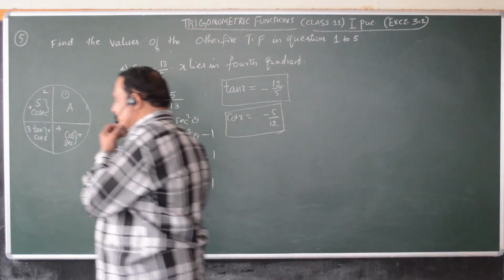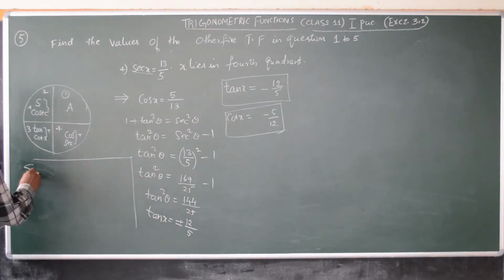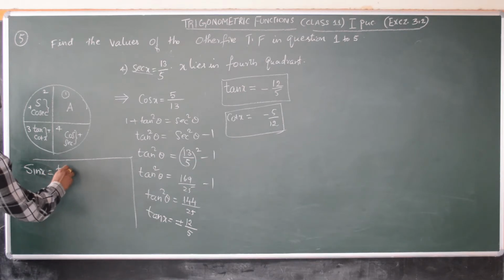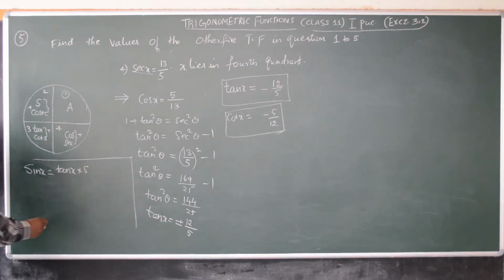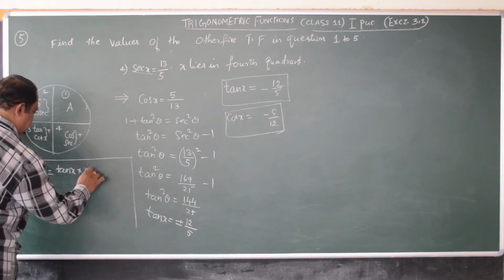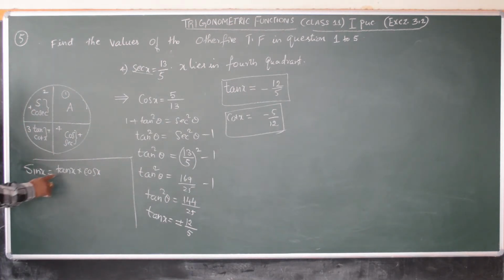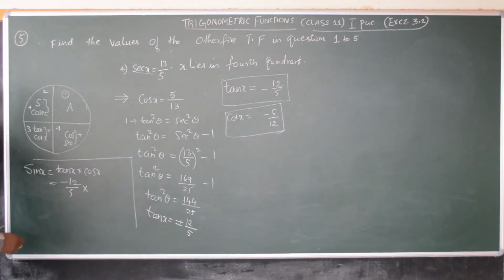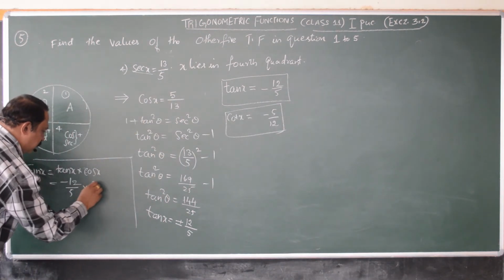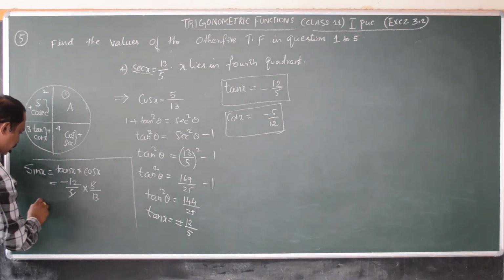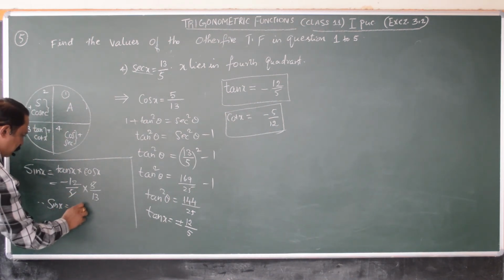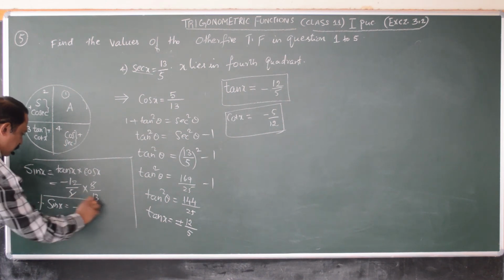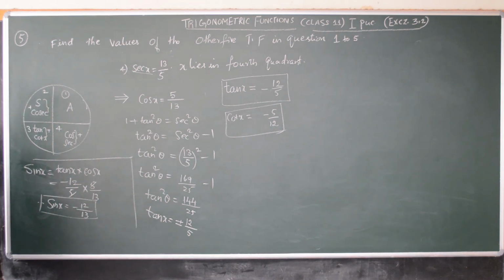Now, which are the other ones that we want? We want sin x. Sin x is tan x into cos x, because tan x is sin x by cos x, into cos x, cos x cancels. Now put the value of tan x. Tan x is minus 12 by 5 into cos x, cos x is 5 by 13. Therefore, sin x equals minus 12 by 13. So this is the value of sin x.